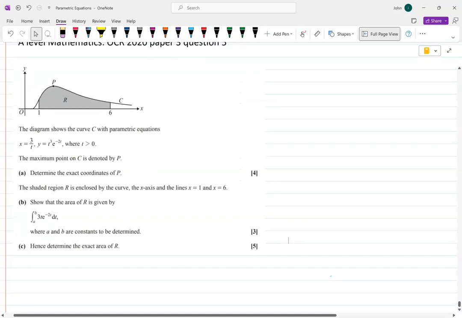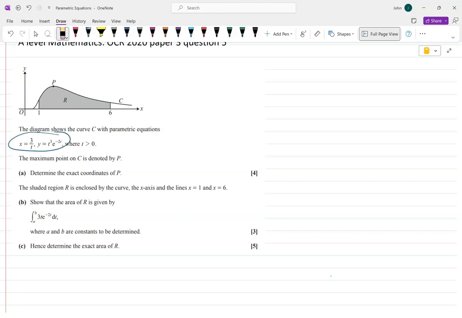So we're given a parametric equation here, and we're told to find this maximum point P here, which involves differentiating. So I want to differentiate these two, or at least I'm definitely going to need to differentiate this one and set that equal to 0 to find the maximum or minimum. Let's do that first, and then talk about whether we need to differentiate this or not after that.